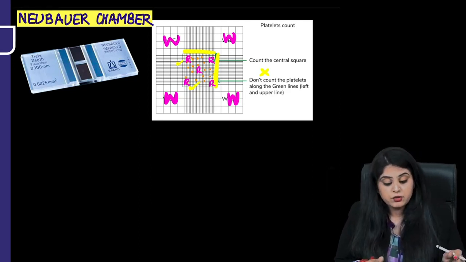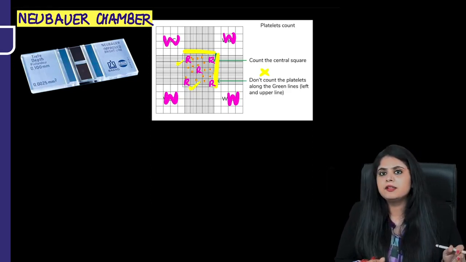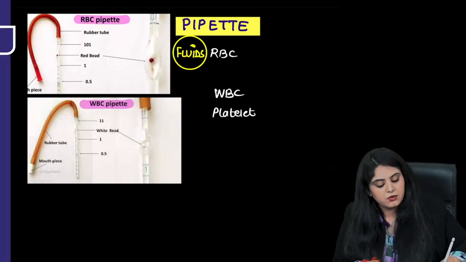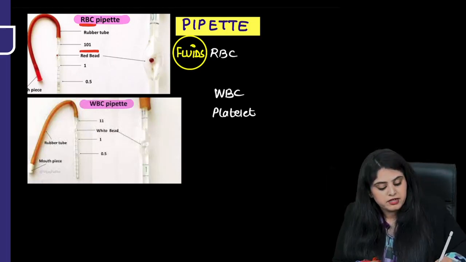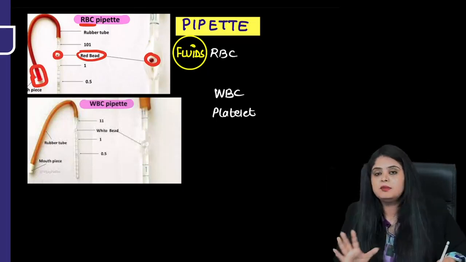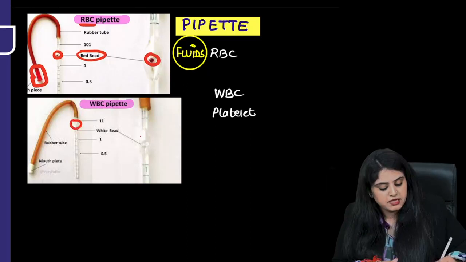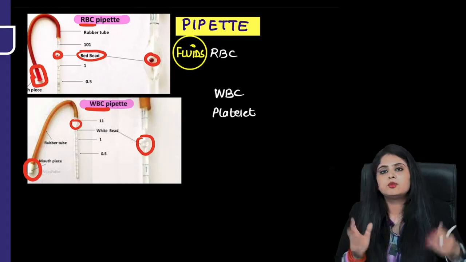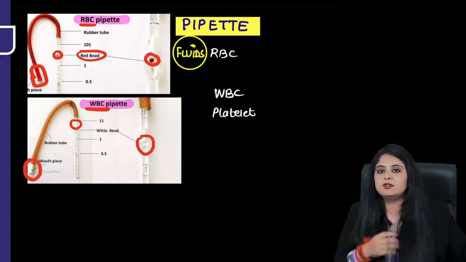But how are you doing this counting? Aren't you using some pipettes? Yes, there is an RBC pipette and a WBC pipette. How do I identify? RBC mein sab kuch red hoga. There is going to be a red color bead and there is going to be a red color mouthpiece. So remember, red bead, red mouthpiece, RBC pipette. If you have a white bead and a white mouthpiece, this means it is a white blood cell pipette. Sab kuch red hai to RBC pipette, white hai to white blood cell pipette.